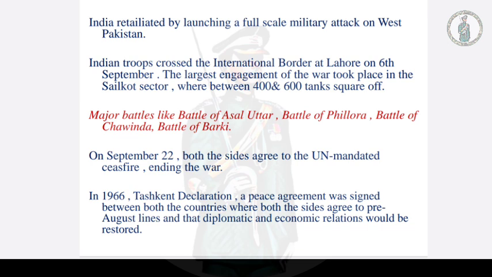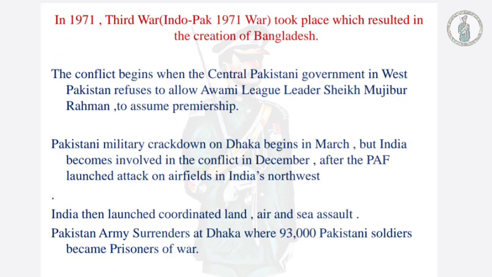Then in the next year, that is in 1966, the Tashkent Declaration was signed, which was basically a peace agreement where both countries pledged to return to the pre-August lines and that diplomatic and economic relations would be restored. But nothing changed. Just within a gap of 5 years, the third war between India and Pakistan took place, known as the India-Pakistan War of 1971, also known as the Bangladesh Liberation War, because the result of the war created a new nation known as Bangladesh.